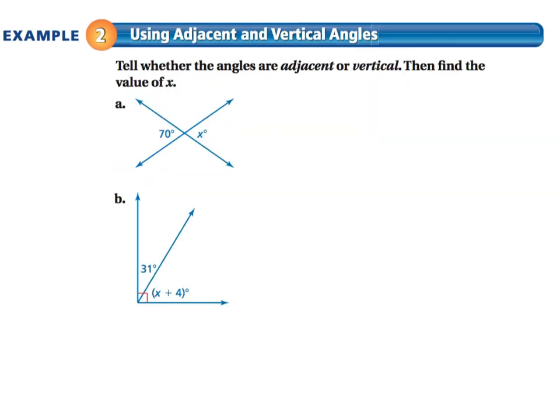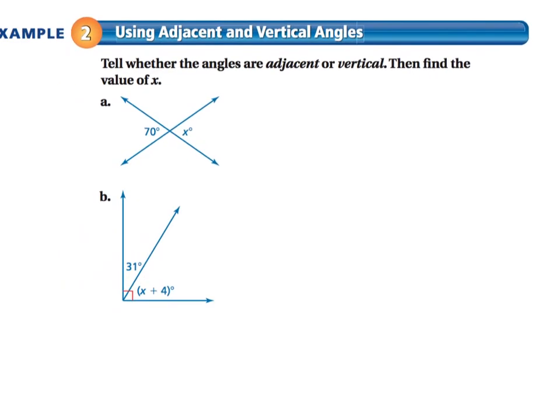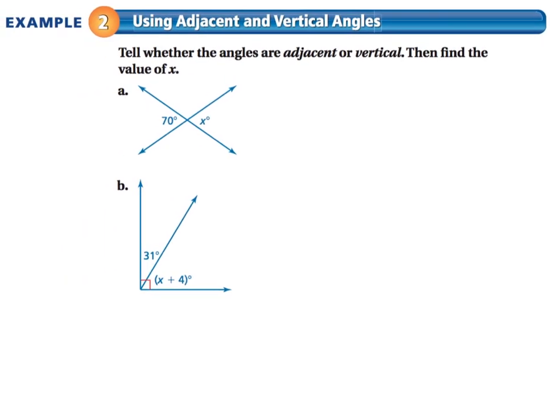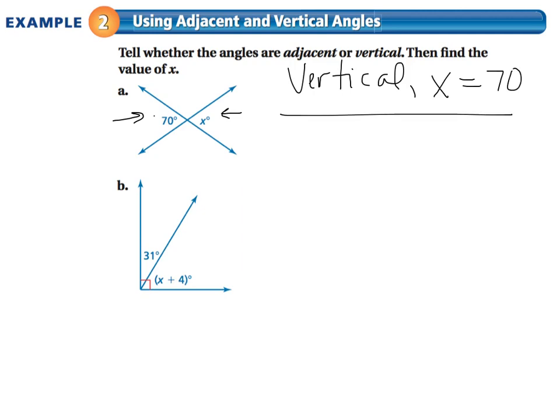In example 2, we're going to tell whether these angles are adjacent or vertical, and then we're going to find the value of x. Step 1. Right off the bat, I can see that the first set of angles are formed because they're across from each other and they're formed by two lines. Therefore, these are vertical. We know vertical angles are congruent, so we know x has to equal 70 degrees. They're equal to each other.